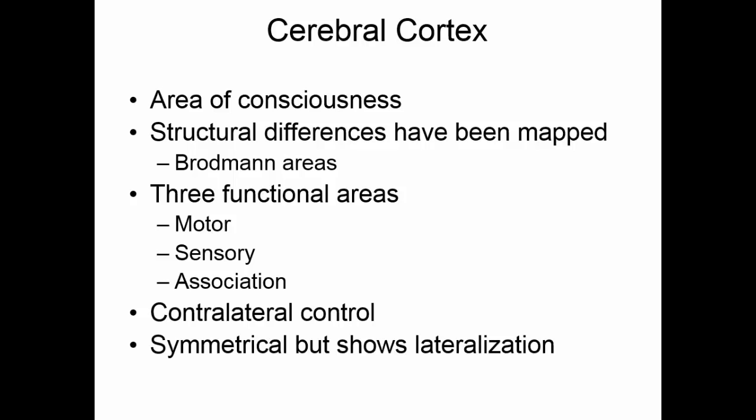The cerebral cortex is symmetrical, but it shows lateralization. That is, specialized areas will develop only on one side of the brain. No functional area of the brain acts alone. The cerebral cortex acts as a unit.